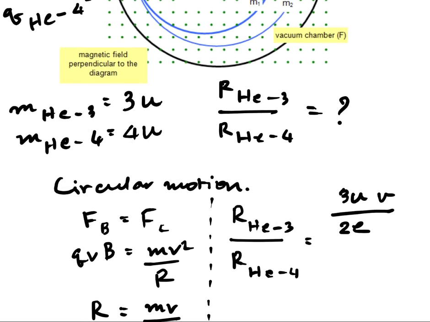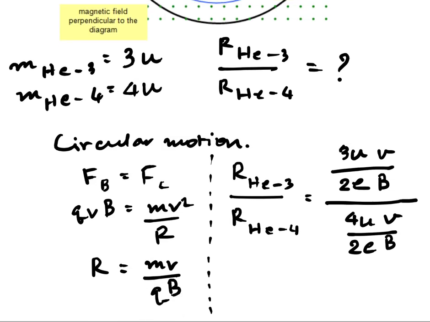Right. So this will become 2e times the magnetic field B. And for the denominator, you have the mass 4u times the velocity v divided by the charge 2e and divided by the magnetic field B. So when the magnetic field and the velocity are kept constant, we can cancel all those, and then cancel the constants from the proton mass and proton charge. Finally, you come up with the ratio between the radius of helium-3 and helium-4 as 3 to 4.